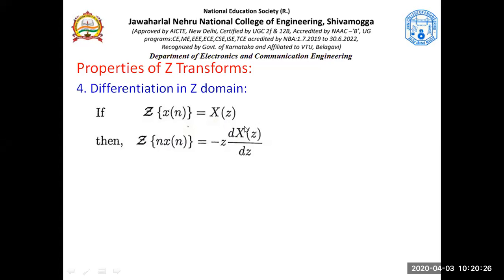You should understand that we are differentiating x of z with respect to z. That means first we need to have x of z. We all understand what is x of z here in the proof.